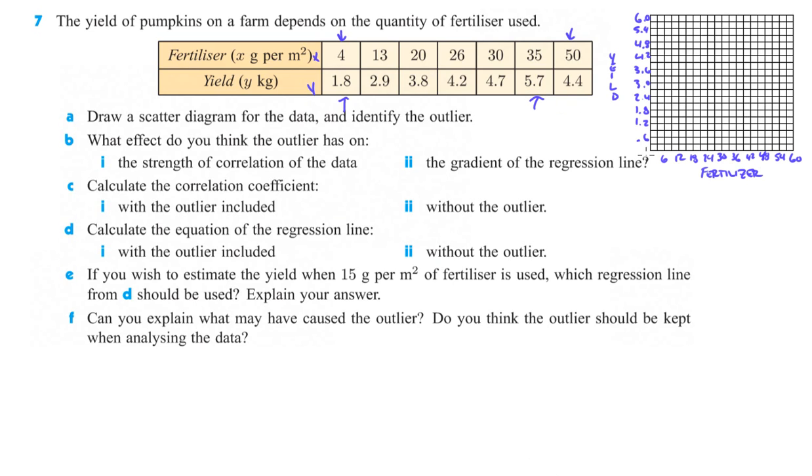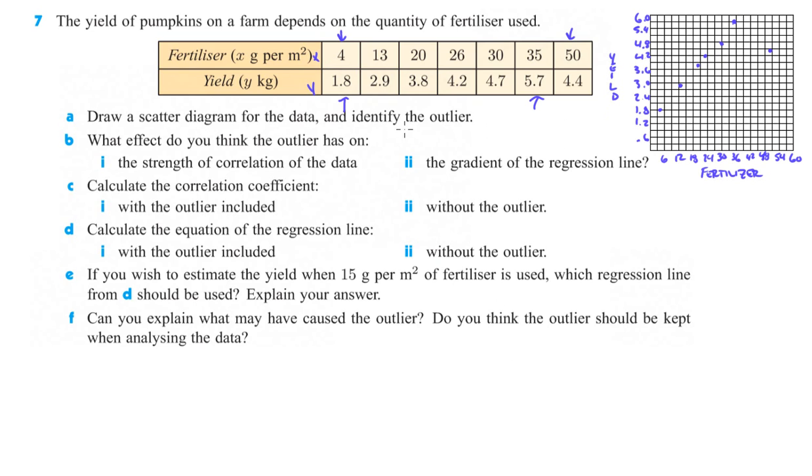Okay, so now we have our graph set up, so now we're simply going to graph each of these points. So we've got 4 and 1.8, so that's going to be about right here, and then we can go through and graph all the rest of those points too. Okay, so here's what the data all looks like there.